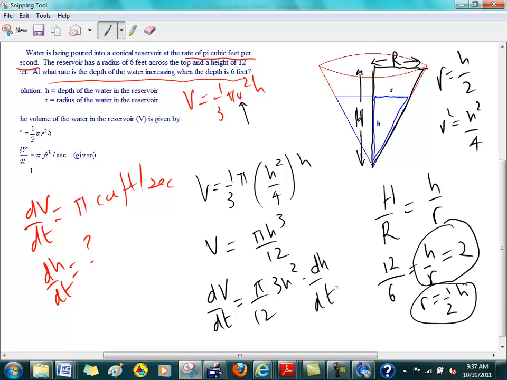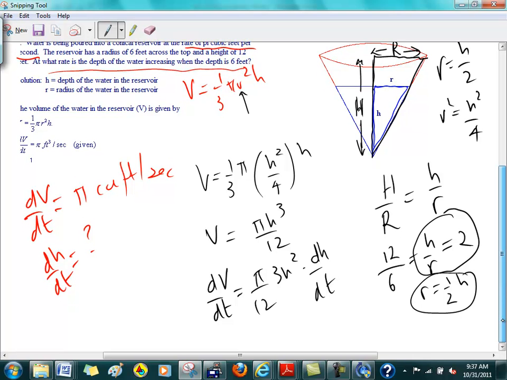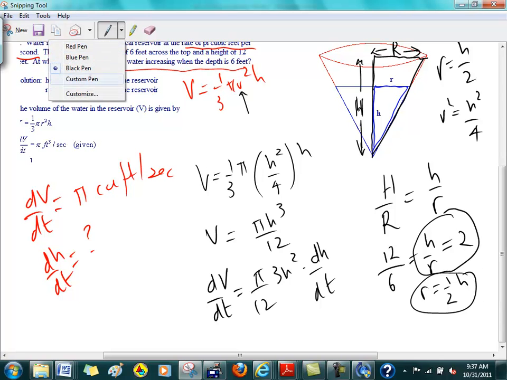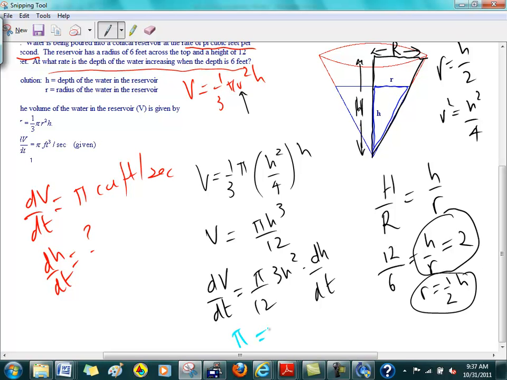Is everybody caught up on this stuff so far? All right. Do I know what dV by dt is? Yeah. What is it? Pi. It just tells you right here, pi. These are units, okay?